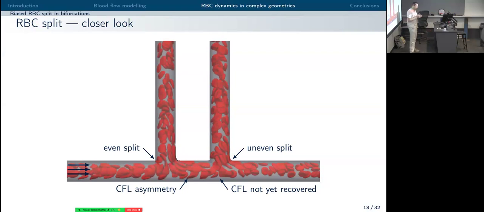Also, if you change the softness of the red blood cells, for example, for the same distribution of the cells, you will get a very similar split. So it's not the dynamics of the red blood cells in the bifurcation that is extremely important. I will show you a different example where this is different, but in this particular case, it will be mostly determined by where the red blood cells are at the point of the bifurcation. Are they more biased to one side or the other side?